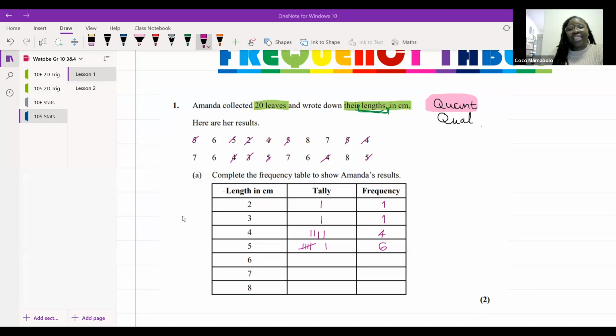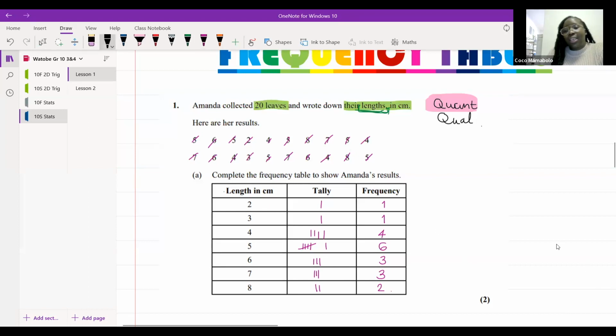Okay. All right. Let's count how many leaves measured 6 centimeters. 1, 2, 3. Right. And then how many leaves measured 7? 1, 2, 3 of them measured 7. So the frequency is 3. And how many of them measured 8? 1, 2. Thank you, Namisile. 2 of them. Therefore, 2. All right. So that's what we get from our frequency table.